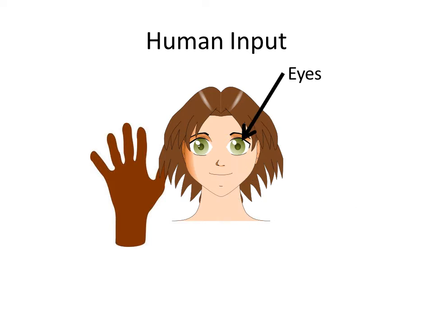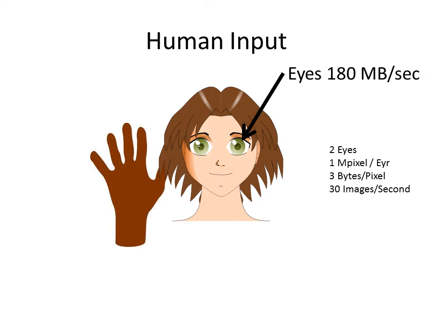So let's start with our eyes. We have 2 eyes. We get about 1 megapixel per eye. It takes 3 bytes per pixel, and we get about 30 images per second through our eyes. So if we do the arithmetic, we come up with our eyes can receive 180 megabytes per second. That's pretty good. That's a lot of information coming in pretty quickly.